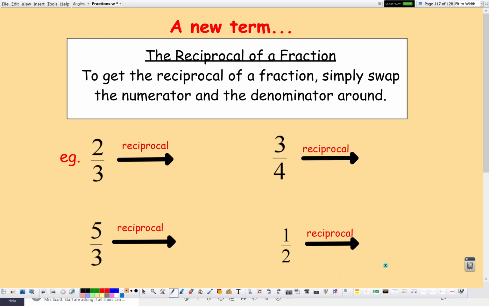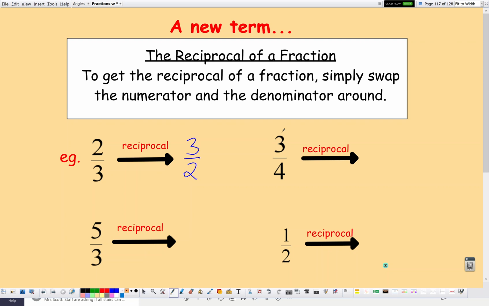Okay, write down the fractions as they are, and then a wee arrow, and we'll then write down what the reciprocal is. It says quite simply, swap the numerator and the denominator around. That's literally all we have to do. So if you write down your first fraction as 2 over 3, the reciprocal of that fraction is just those 2 numbers swapped about. So the reciprocal of 2/3 is quite simply 3/2.